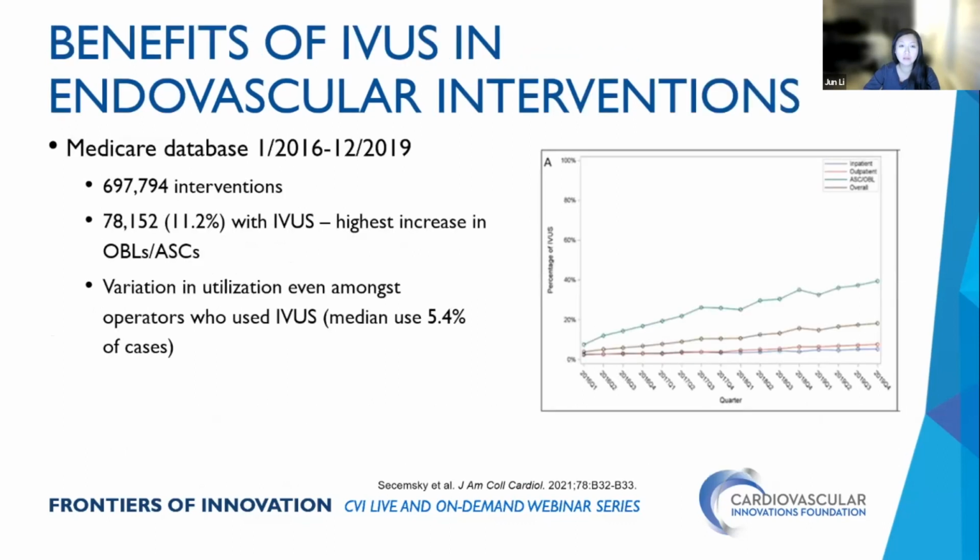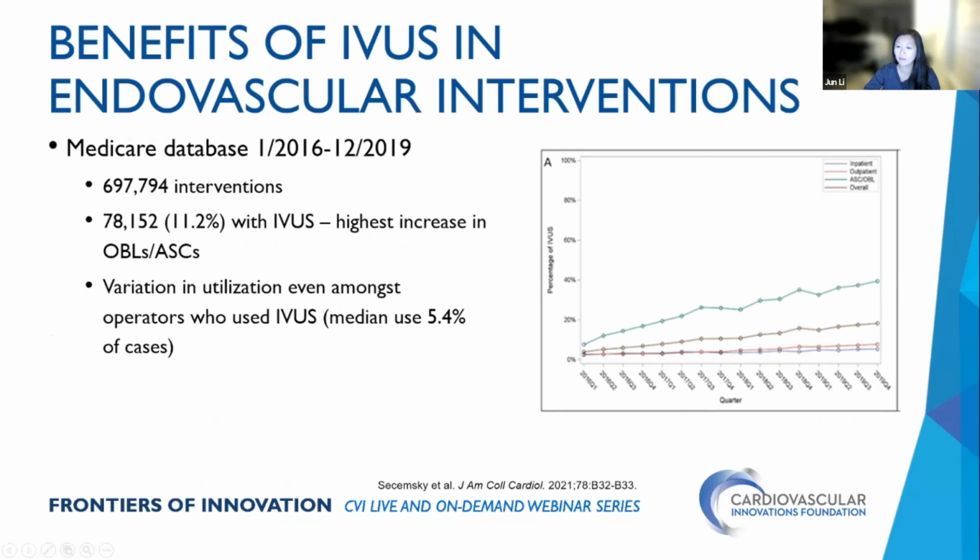So what are the benefits of IVUS in endovascular interventions? Eric Semsky published this data recently in 2021. Actually, it was presented at TCT. He looked at the Medicare database from 2016 to 2019. Overall, there were over 697,000 interventions in the Medicare database during that time frame, with 11% use of IVUS, and the highest increase was actually in OBLs and ASCs.